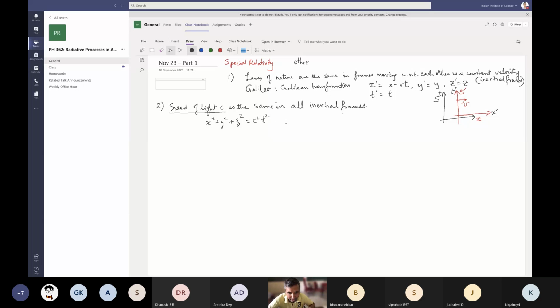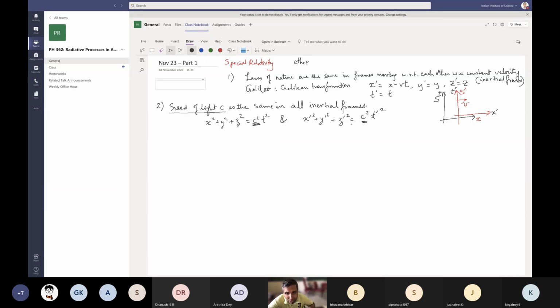Okay, but what relativity tells us is that not only is this true, but also x prime squared plus y prime squared plus z prime squared is equal to c squared t prime squared, right? Not only is the speed of light the same number in this frame, it is also the same in this frame. This is not true for other waves.